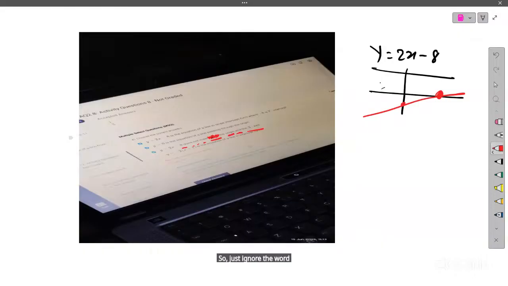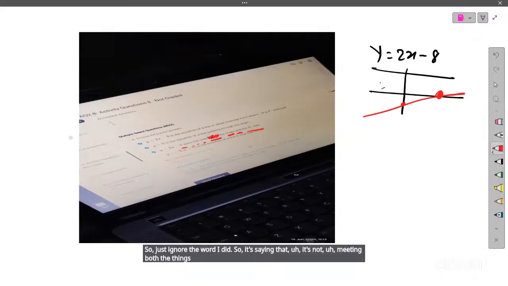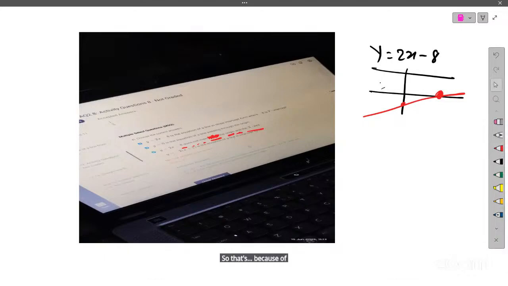So it's saying that it's not meeting both the things, origin and an x-axis, but obviously any line will intersect the x-axis until and unless it's a horizontal line. So because of that it won't be correct.